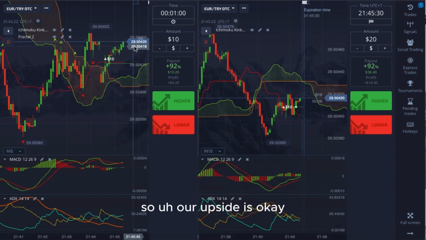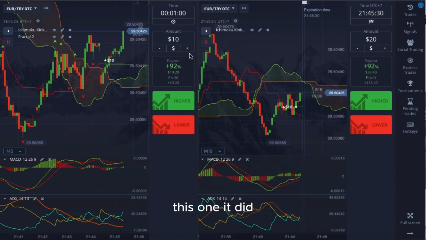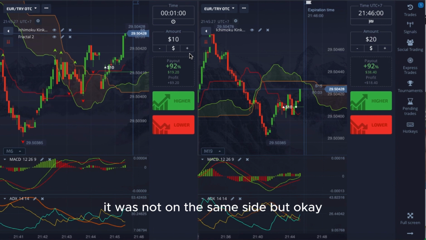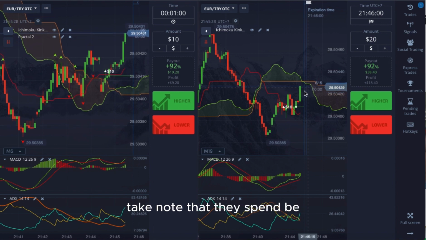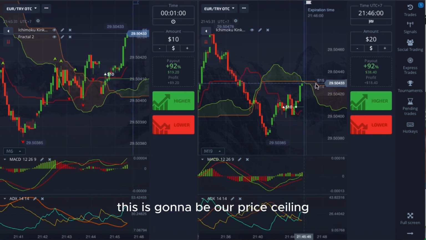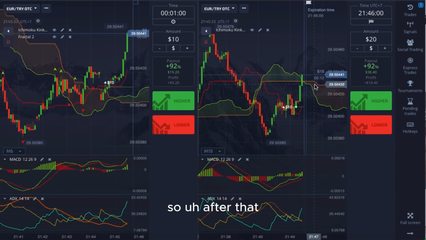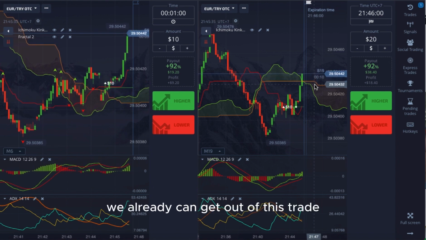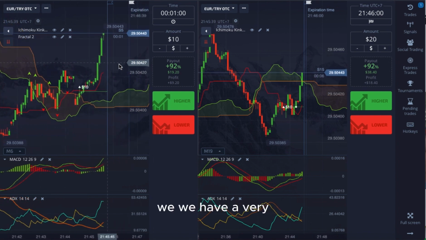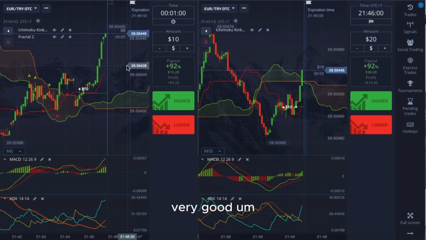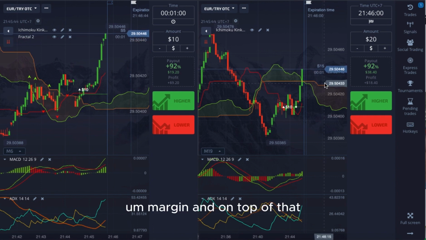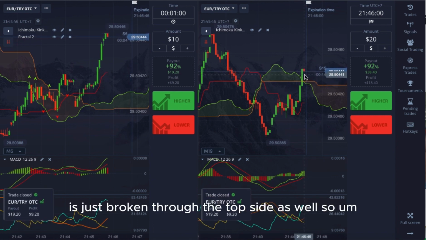So our upside is, okay, this one was not on the same side, but take note that the span B is going to be our price ceiling. So after that, we can get out of this trade, and we know that we have a very good margin, and on top of that, it's just broken through the top side as well.